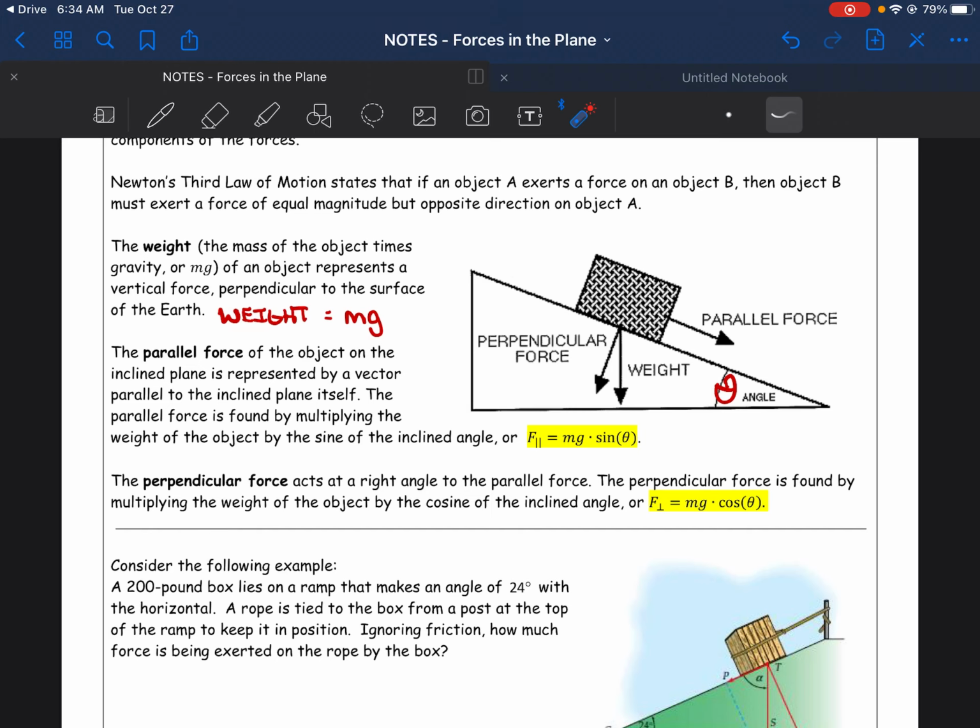Okay. The perpendicular force acts at a right angle to the parallel force. The perpendicular force is found by multiplying the weight of the object by the cosine of the inclined angle, or the perpendicular force is the weight times the cosine of theta. So how are we getting parallel force is the weight times the sine of theta, and how are we getting perpendicular force is weight times the cosine of theta?